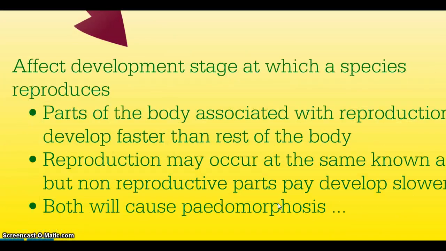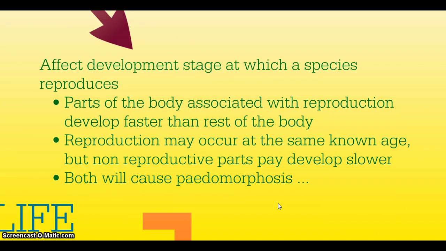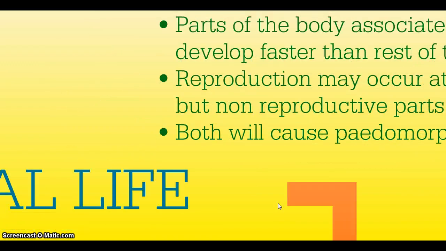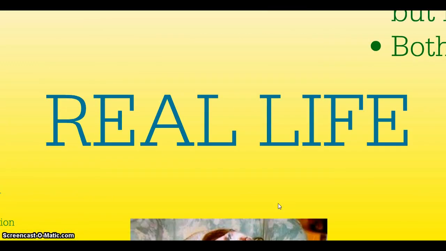Now, the second thing that can happen is it can affect the developmental stage at which a species reproduces, which is very, very interesting because it can do 2 things. Either parts of the body associated with reproduction develop faster than the rest of the body, or reproduction could occur at the same known age, but non-reproductive parts would develop slower. Now, both will cause paedomorphosis, which brings us to our next real-life example.